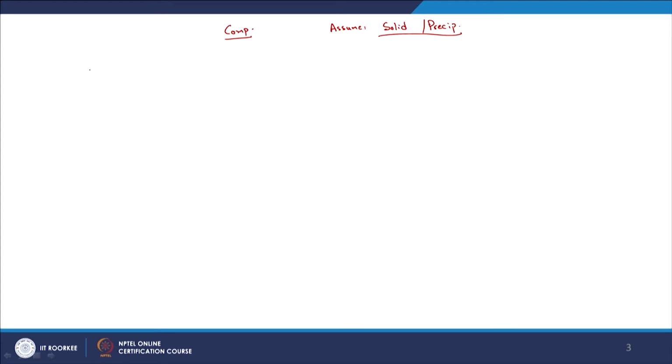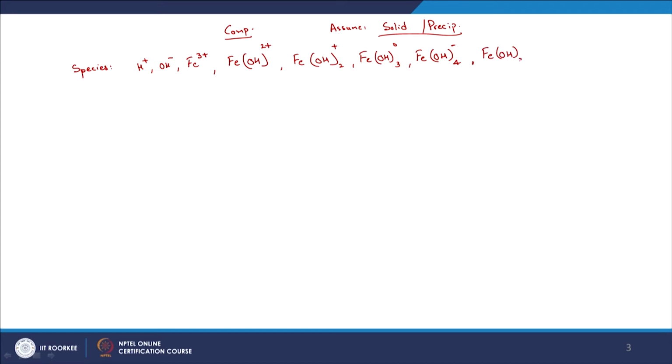So with that in mind, I am going to list my species. H plus, OH minus, and then the free metal, Fe 3 plus, and then all the complexes with respect to Fe and OH. Fe OH with 2 plus charge, Fe OH twice with 1 plus charge, Fe OH thrice, the neutral complex, and Fe OH 4 with negative charge. And obviously, I am left with my solid, Fe OH thrice solid.